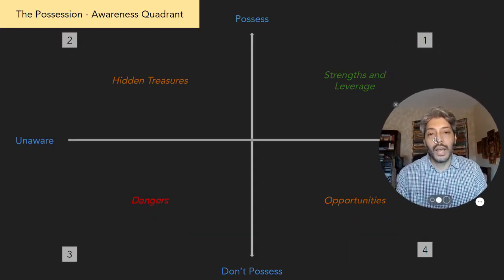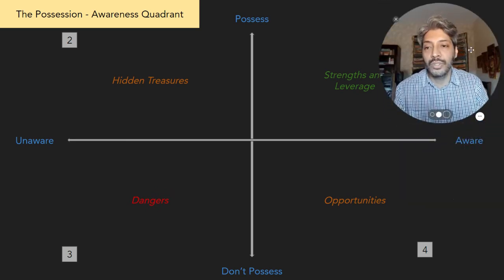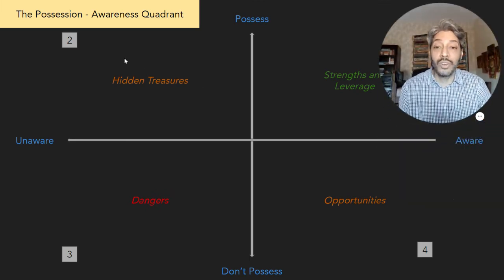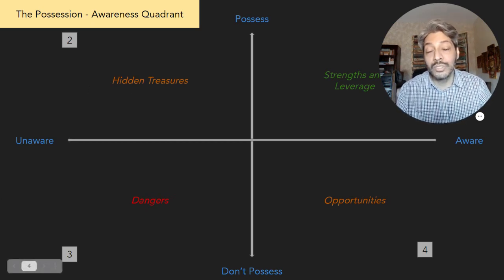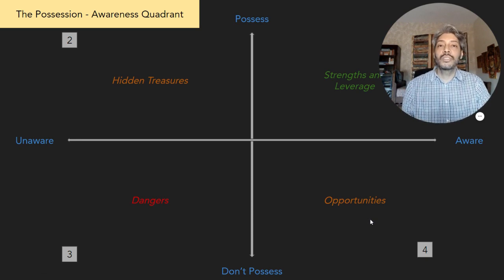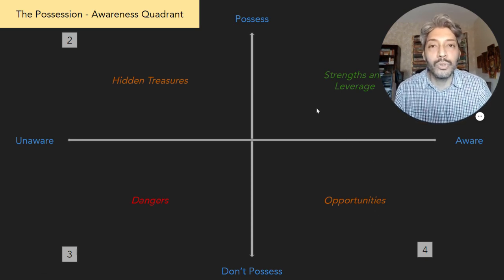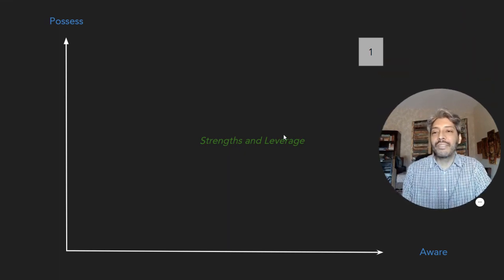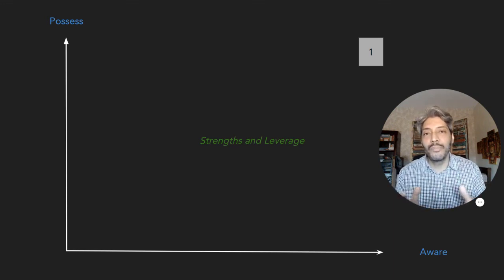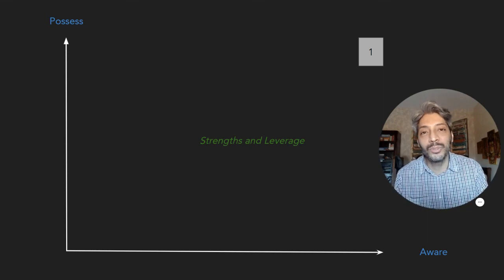So I essentially think of the first quadrant as strengths and leverage. The second quadrant is hidden treasures. The third quadrant is made up of dangers. And the fourth quadrant essentially is the quadrant of opportunities. And let's explore each one of these individually. So, quadrant one, strengths and leverage. This is essentially the realm where you have a superpower and you're very aware of that superpower.